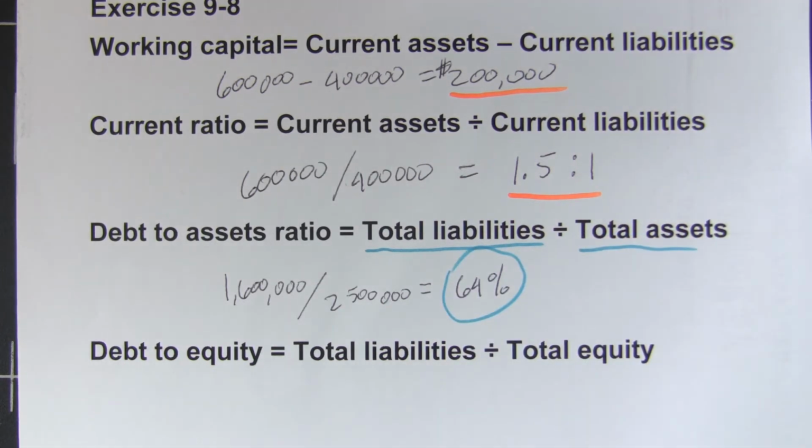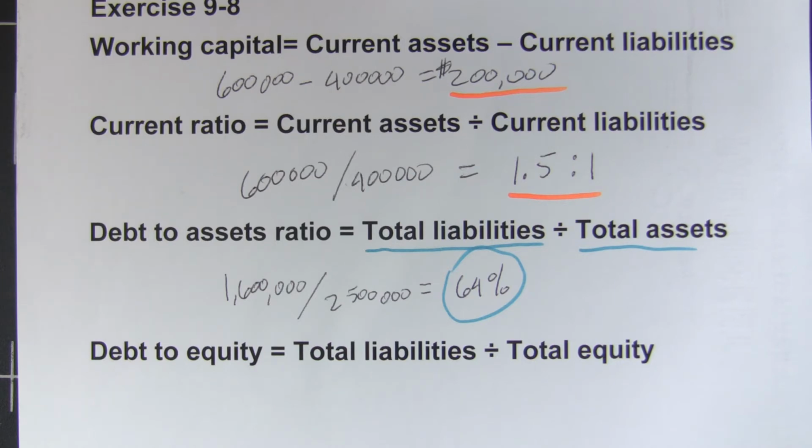What does that mean? Well, it means that 64% of our assets are owned by somebody else. We owe for 64% of our assets. Put another way, we own 36% of our assets, because 36 and 64 is 100%.